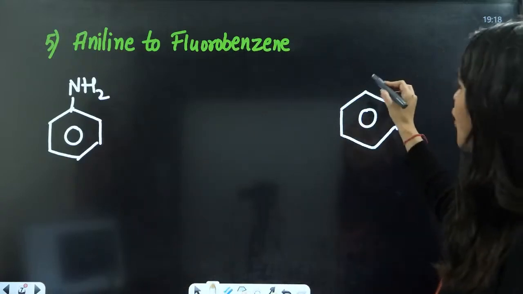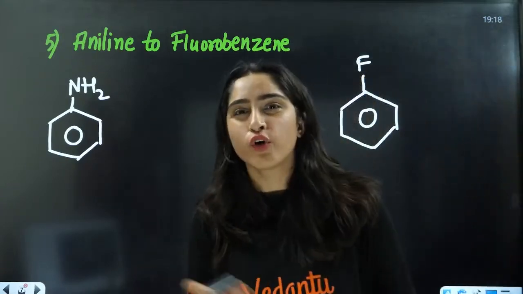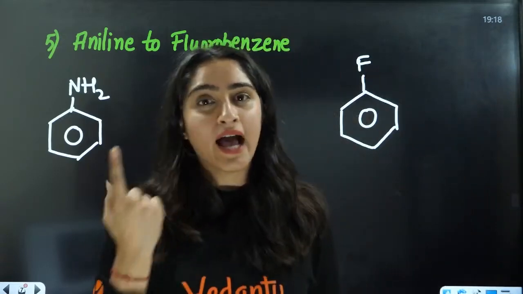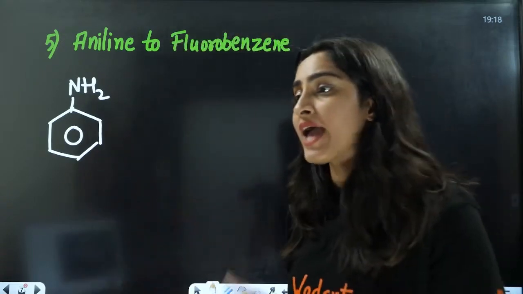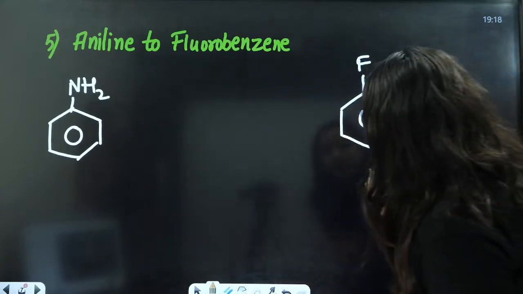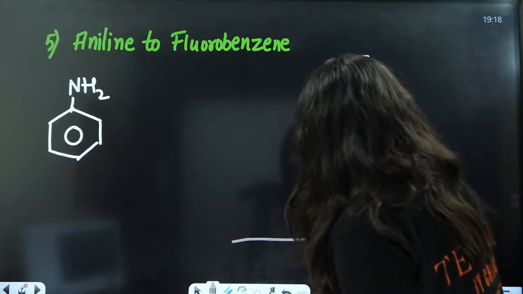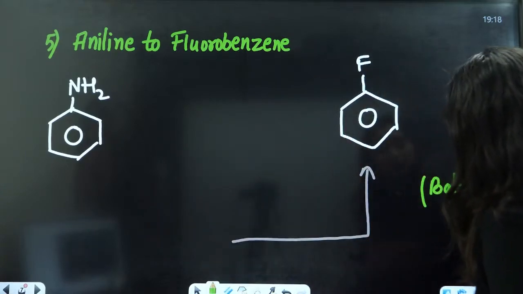You have to convert it into fluorobenzene. So how can we convert something into fluorobenzene? We know one reaction, that is the Balz-Schiemann reaction. What is the Balz-Schiemann reaction, everyone?